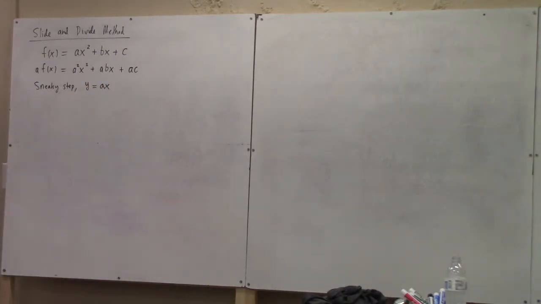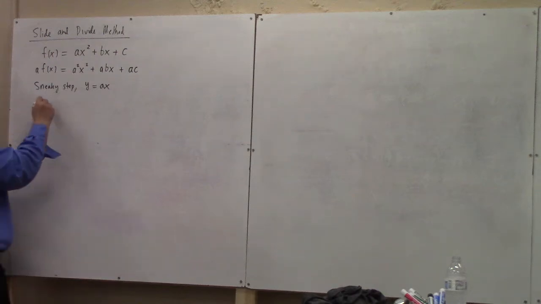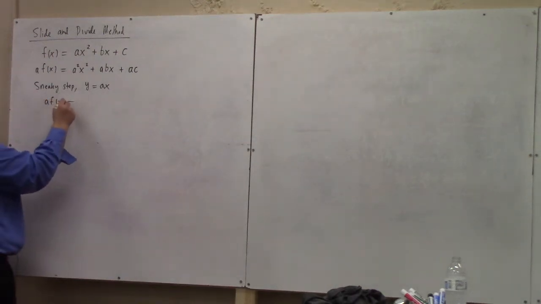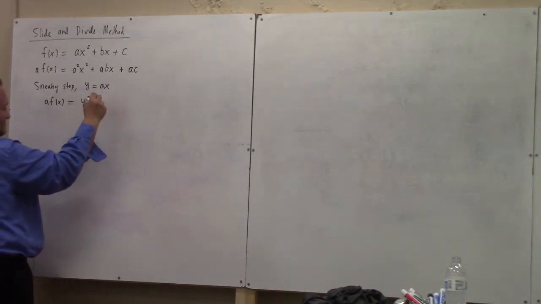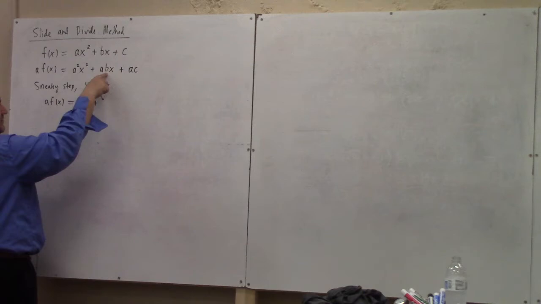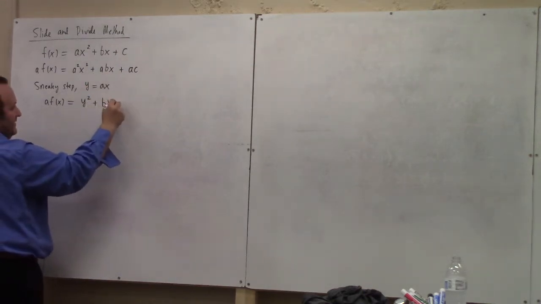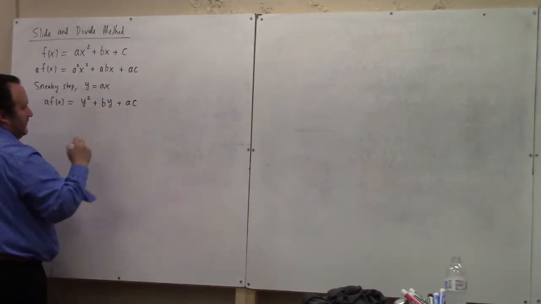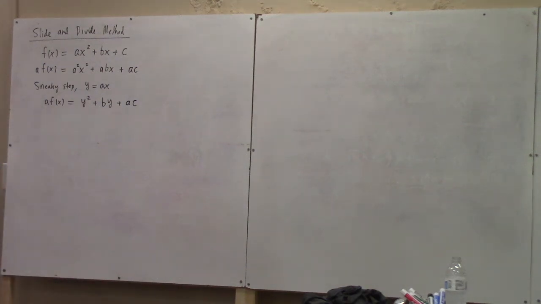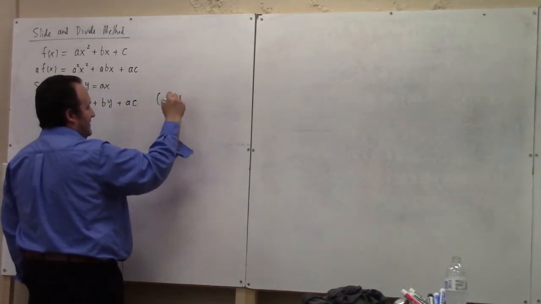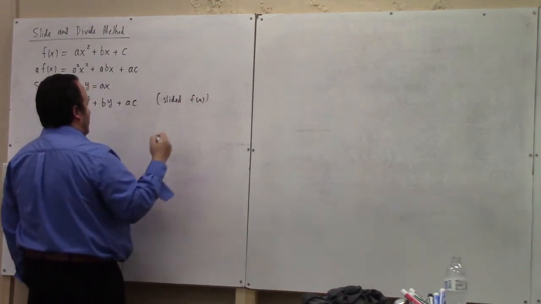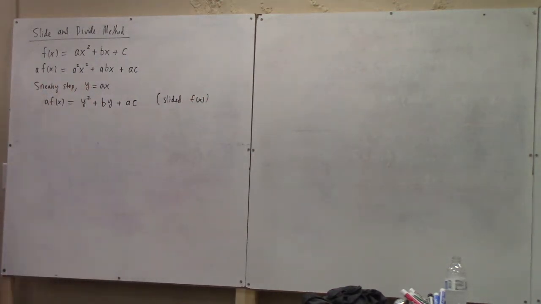So if we let y equal ax, then a times f of x is equal to y squared plus, notice we've got a and x, we've got a b left over, so plus by plus ac. So that is the so-called slided polynomial. This is the slided f of x, right? But the truth of the matter is it's no longer a polynomial in x anymore. It's actually a polynomial in y.